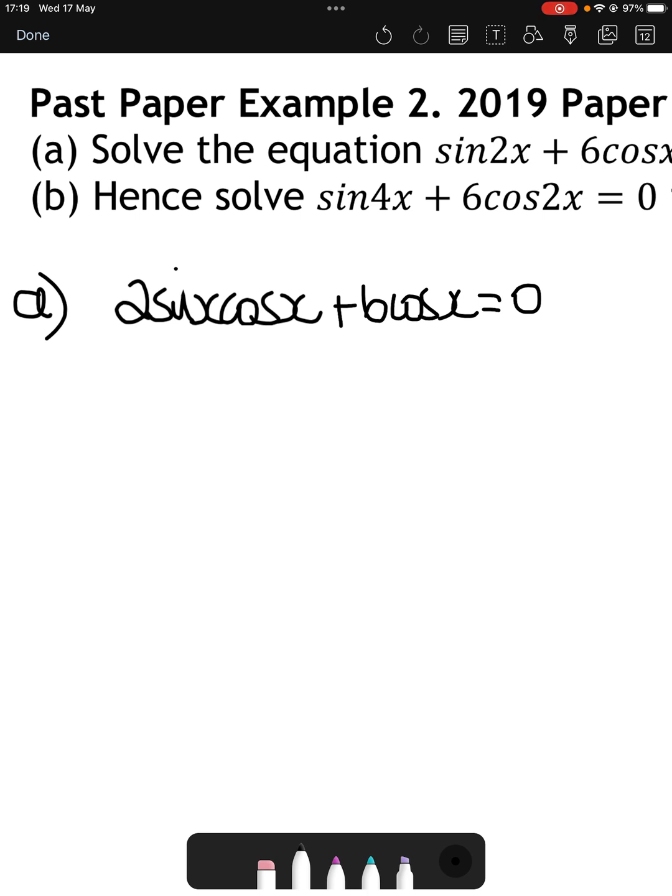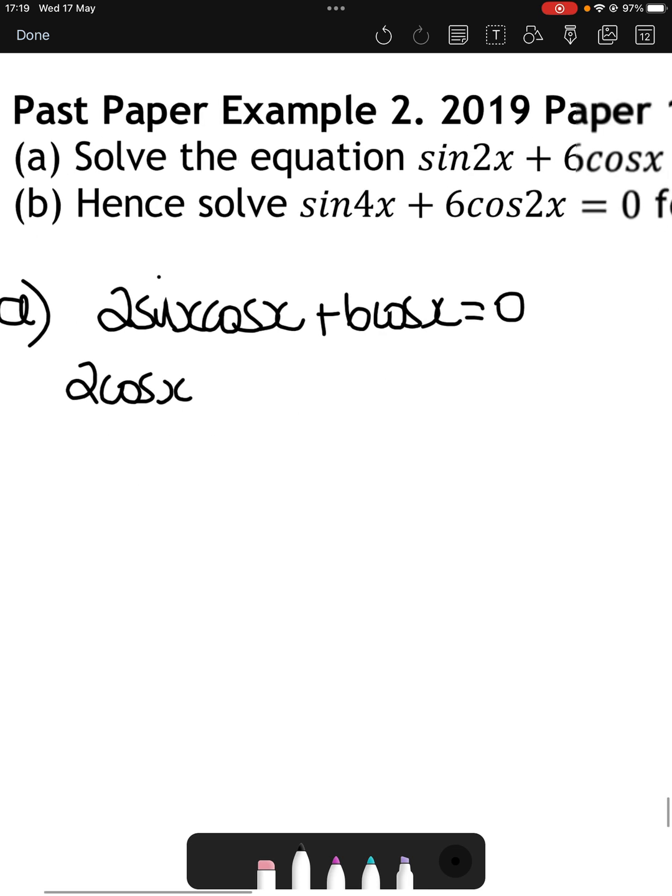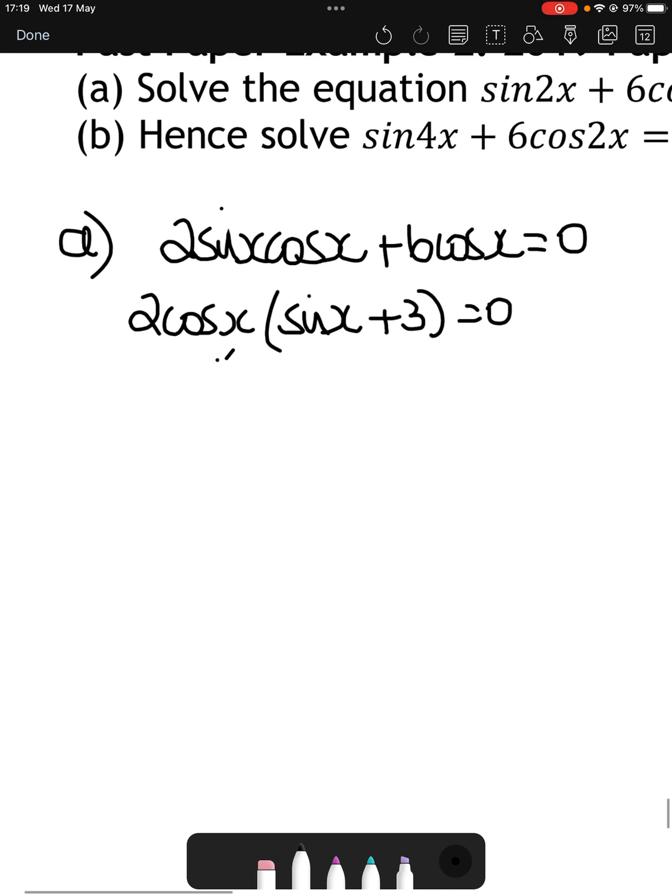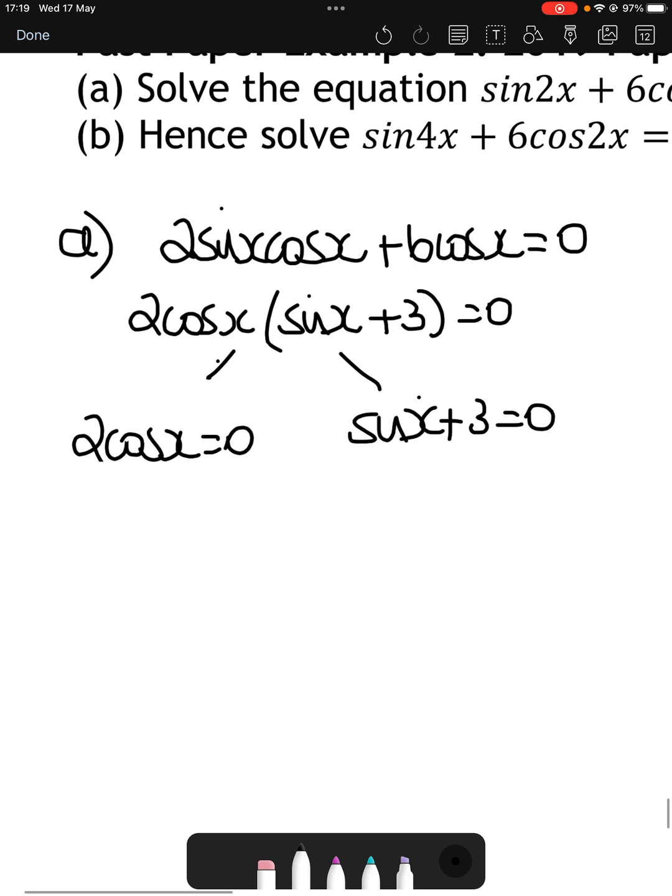Factorise it. How are you going to factorise it? Common factor. Okay, bring them both down. And then rearrange.